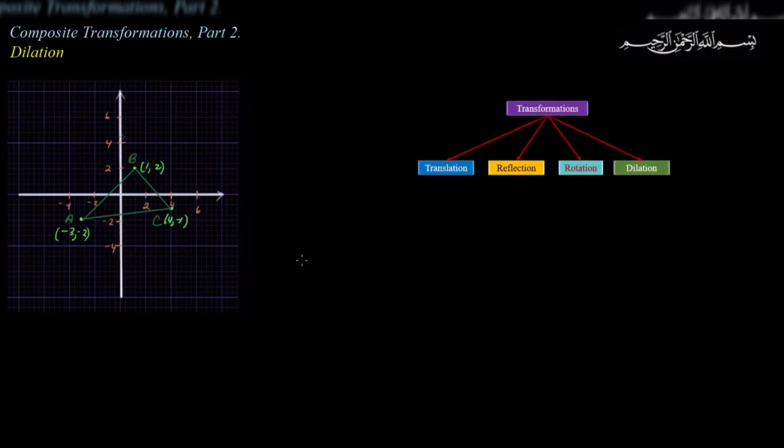Okay, so the last thing I wanted to talk about is actually dilations. Dilations are transformations where either you enlarge the image or shrink the image, like zoom in or zoom out. And they're pretty easy actually. For example, if I were to take a triangle ABC over here, and I'm going to perform a dilation with a factor of 2.